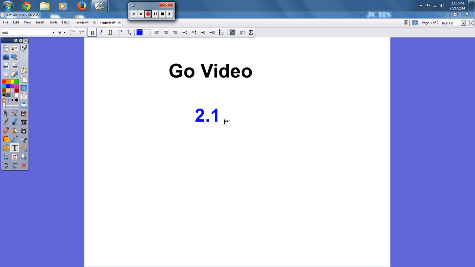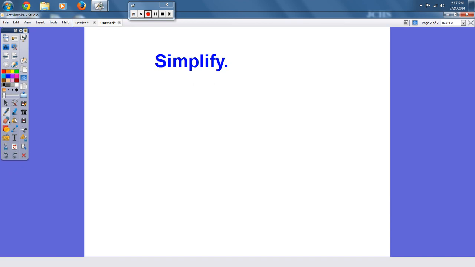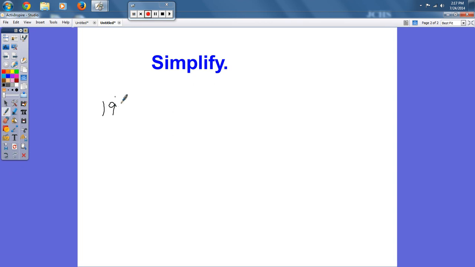This is a Go video on section 2.1. We're going to go over the Go problems from your worksheet. The directions on the worksheet are to simplify, and we're talking about finding square roots. So we are going to simplify an example problem from problem 19. It's the square root of 49a squared b to the 6.